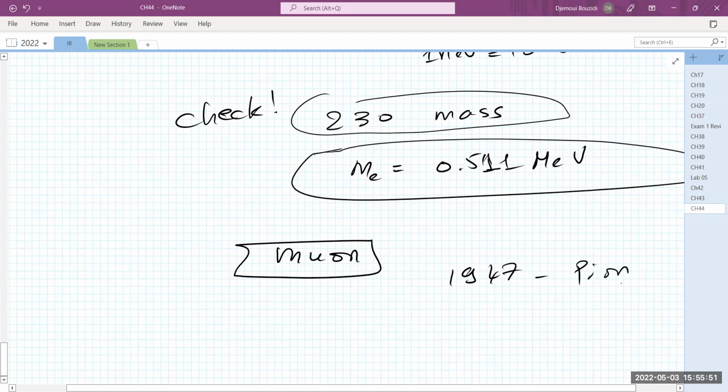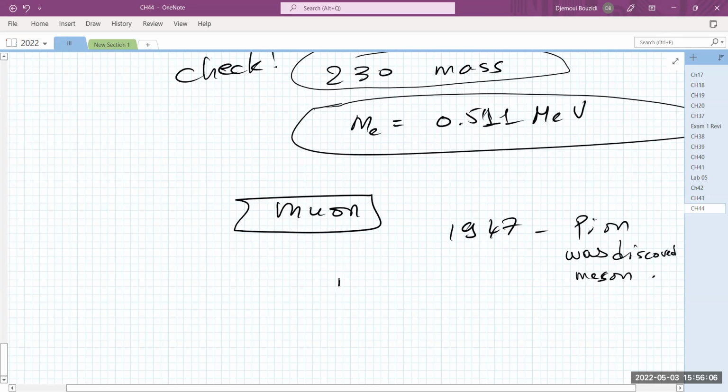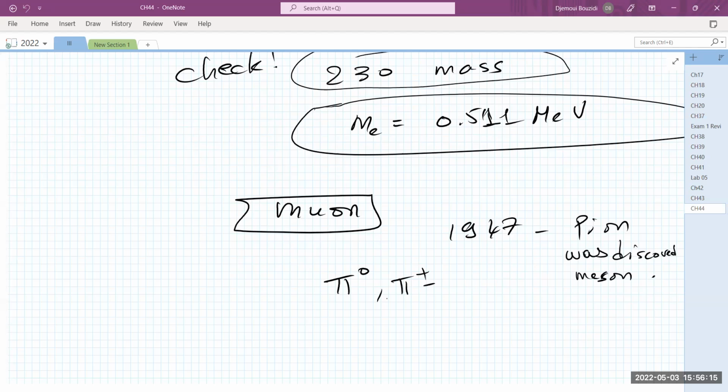Until in 1947, the pion was discovered, and that was actually the first meson. Then after that, it turns out that there is the pion 0, and then there are charged versions of it. And there are a bunch of other particles that emerged later on. So this seems to work. This seems to fit the bill.